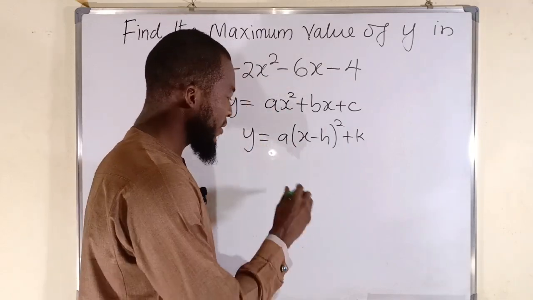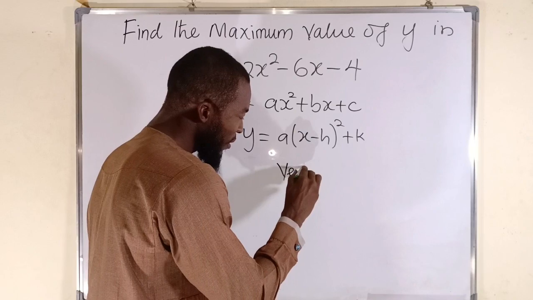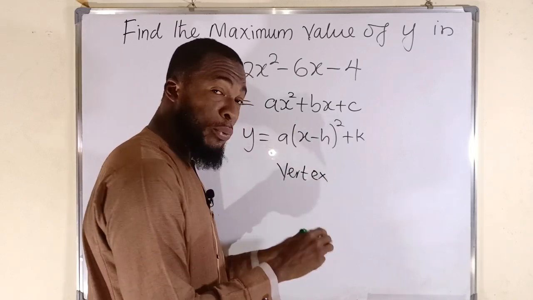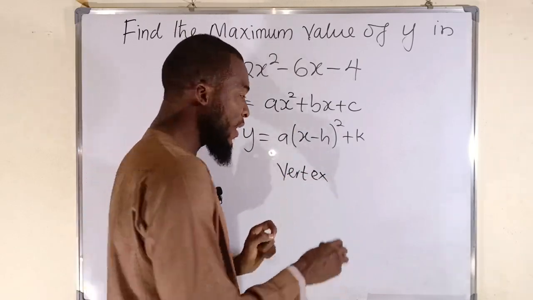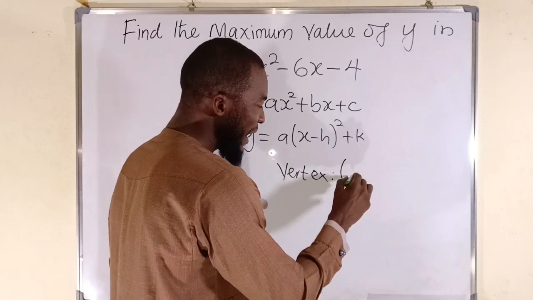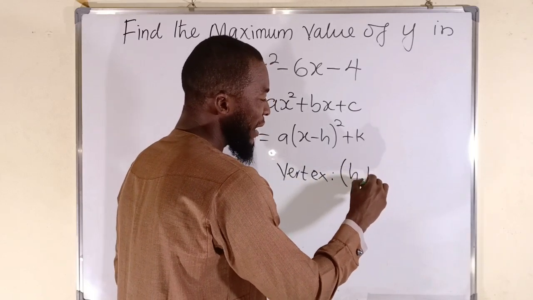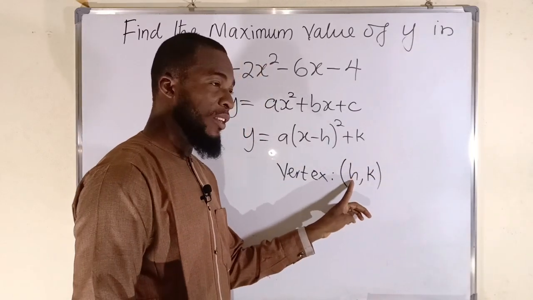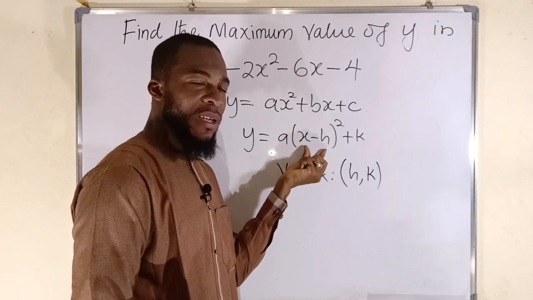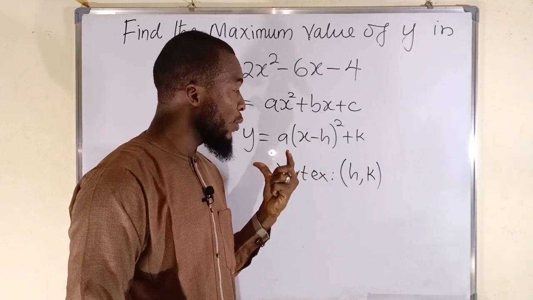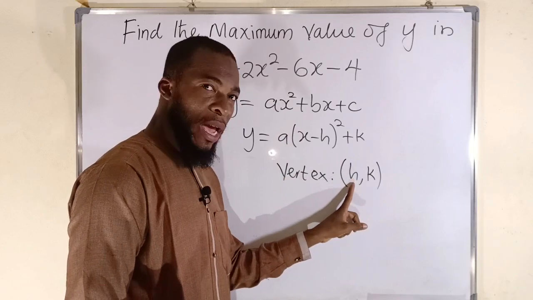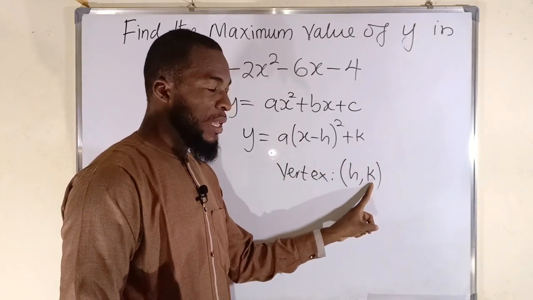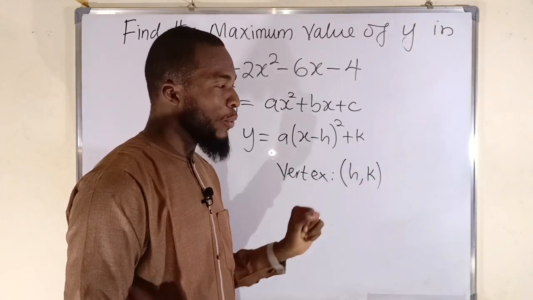But what is the vertex? The vertex, that is the turning point. The values of x and y at that point will be what? H, comma, k. How can you obtain h? By taking x minus h and set it to be equal to 0, solve for x, you're going to get h. And this is going to be k, which is the value of y at that point.